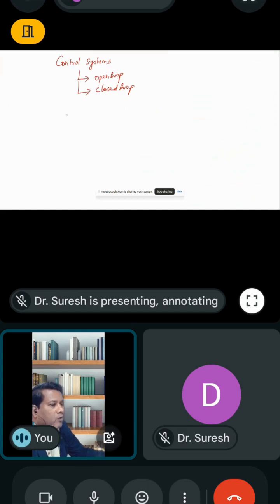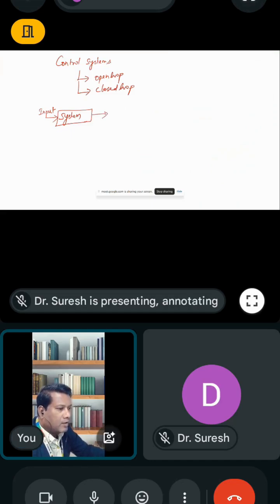The difference between open loop and closed loop system. Consider a system. When the input is applied to the system, then immediately it produces output. So the system output depends purely on input. This type of control system is called open loop control system.